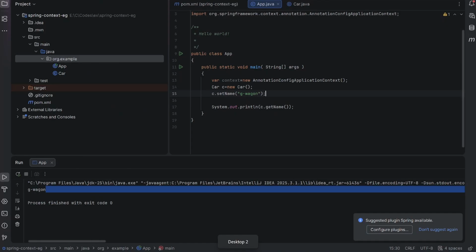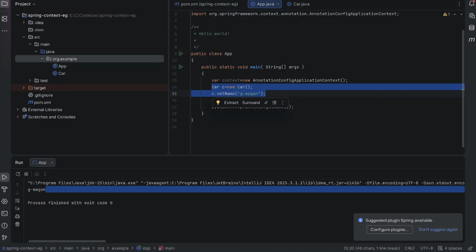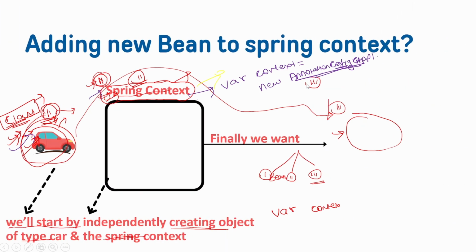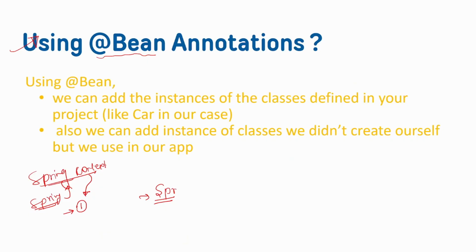Now we need to add this class to this context. So how can we do that? We have seen that we can do that using three methods. First we will see how we can add it using the bean annotation. So let's see how we can add it using the bean annotation.